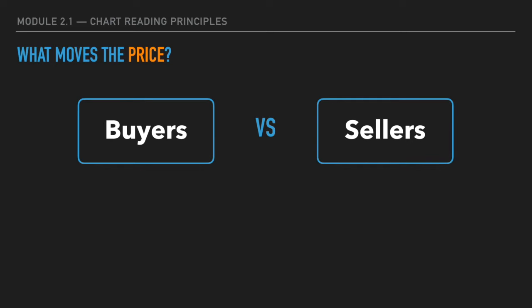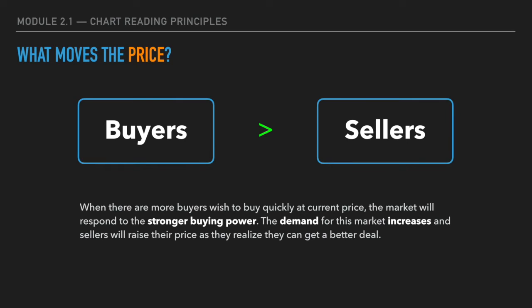You can think about the buyers and the sellers as two opposite forces in the market fighting each other in opposite directions. When there are more buyers wishing to buy at the current price, the market will respond to this stronger buying power. The sellers will raise their offer price as they realize that the demand for this market increases and they can sell at an even higher price. Therefore, the price will go up.